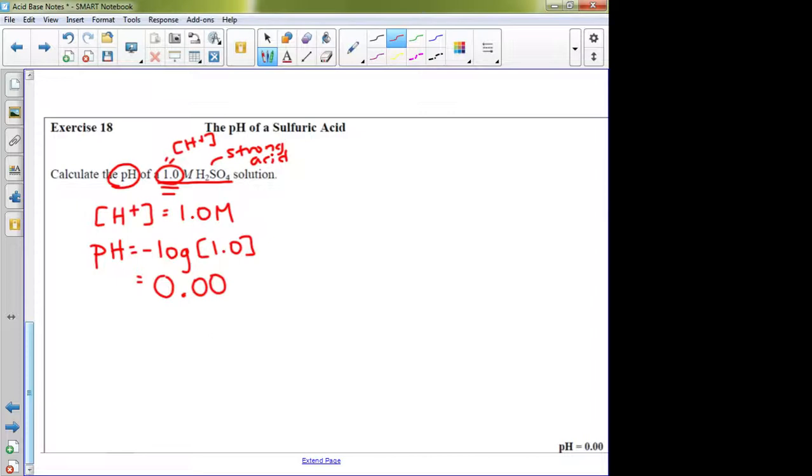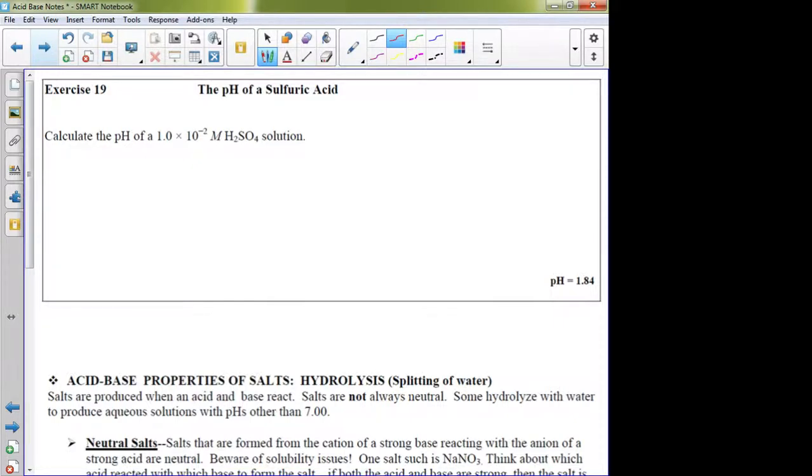Alright. We're good on this? Do we understand why we didn't have to do anything else for this? Okay. Now, the tricky part comes on exercise 19. So the tricky part comes when we realize that they asked me to calculate the pH of an H2SO4 solution when the concentration is 1.0 times 10 to the negative 2 molar. So is this more dilute than 1 molar? Yes. So in this case, I would have to account for both dissociations.